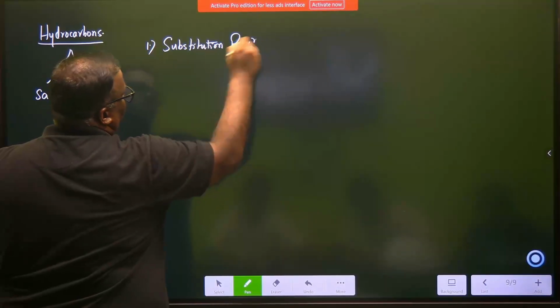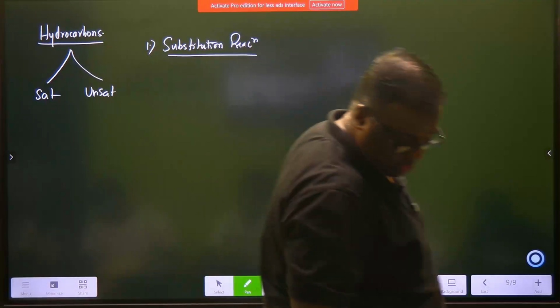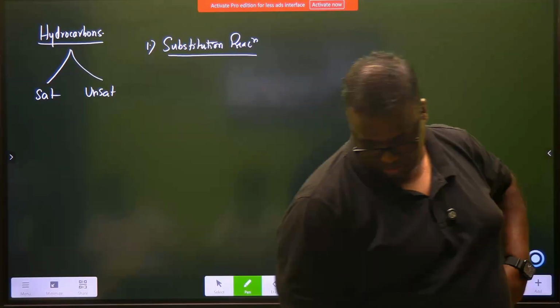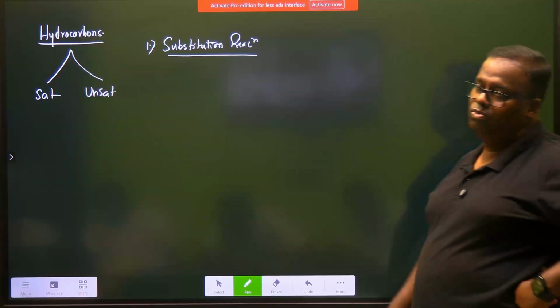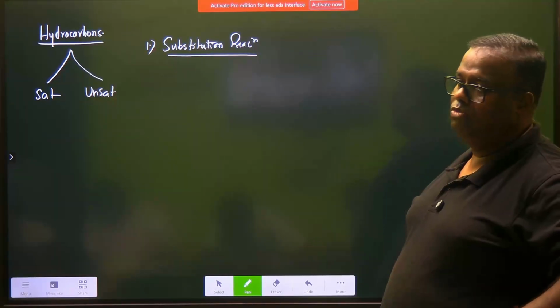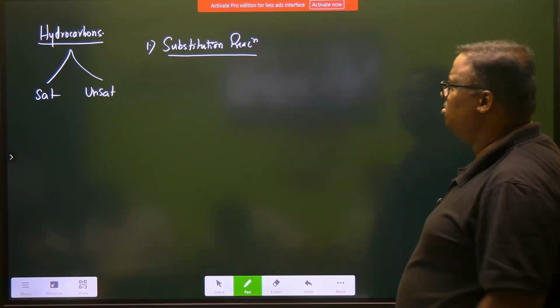Substitution reaction. Substitution reaction is itself 75% of a chapter. Okay. So what are substitution reactions? A reaction in which a hydrogen will be substituted out from an alkane. Understand first. Understand.